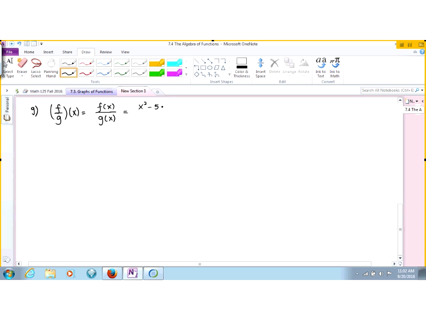Alright. What is f of x? x squared minus 5x plus 3. What is g of x? x plus 7. So here we need, what is it called? Long division. Alright. So long division looks like this. x squared minus 5x plus 3 divided by x plus 7. Okay. Then I'm looking at this one. When I divide, I'm looking at x only.